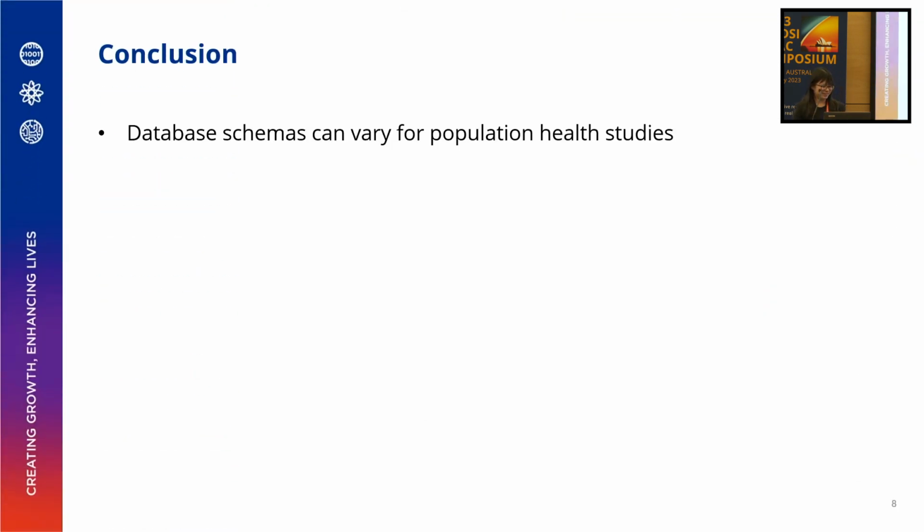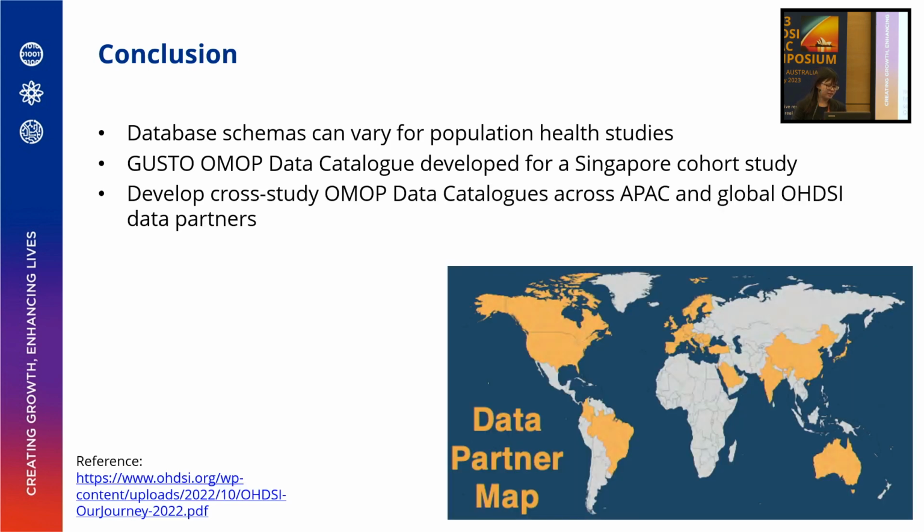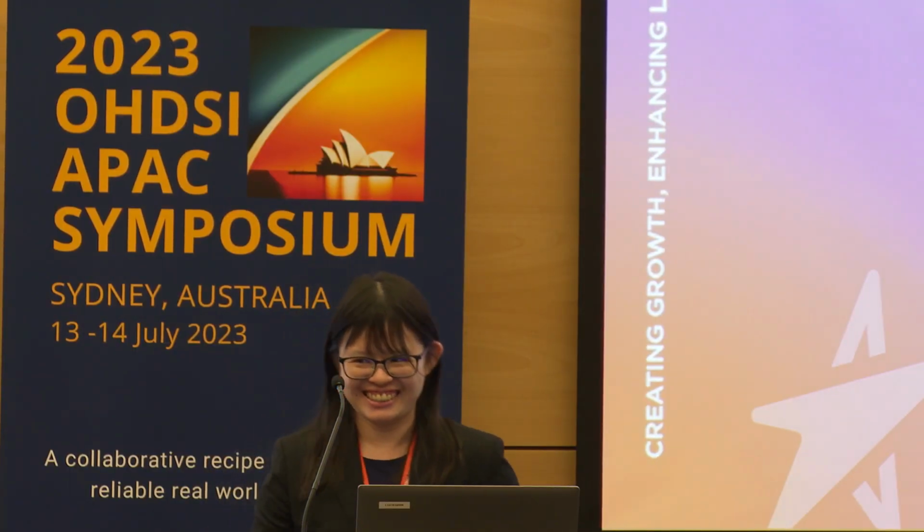So our conclusion is that the data schemas can vary for population health studies. The OMOP data catalog we developed is for the Singapore cohort study, so other countries might be a bit different. And we hope that we can develop cross-study OMOP data catalogs across the APAC and Global ODC committee. That's all. Thank you.